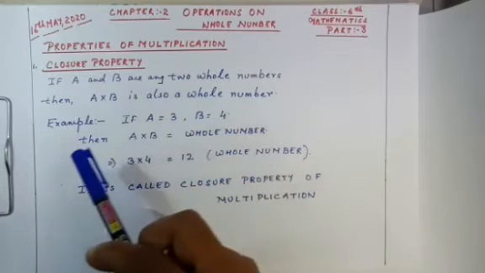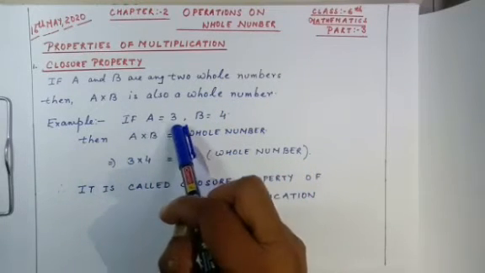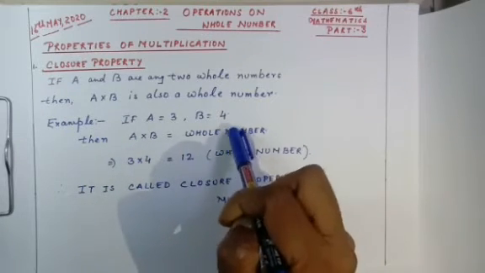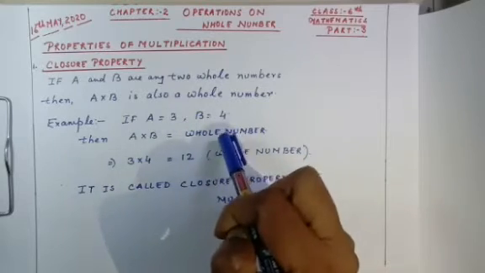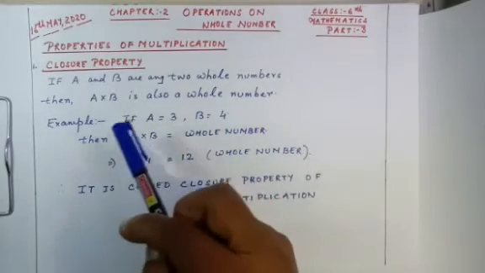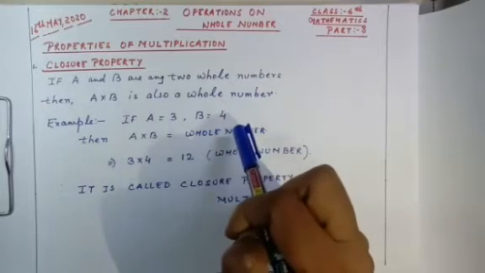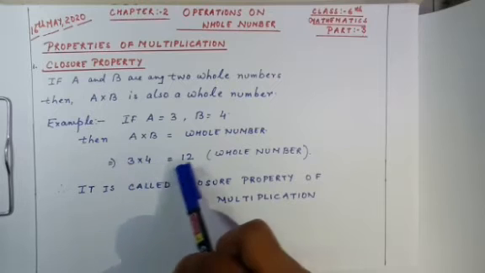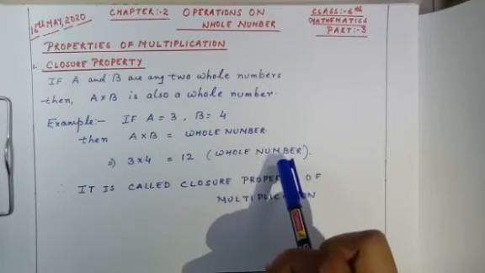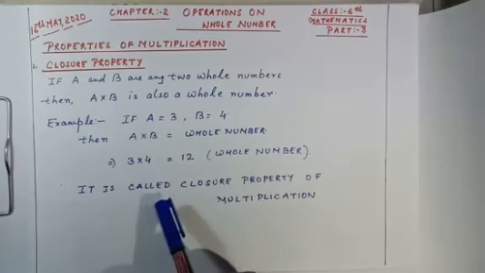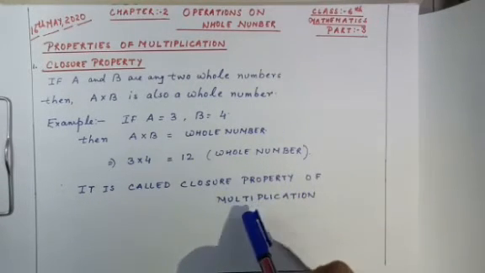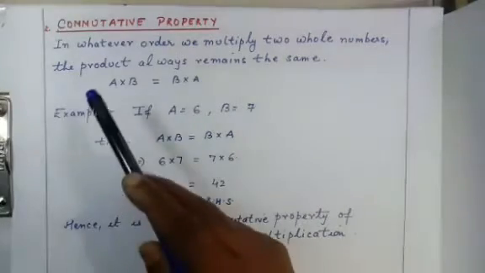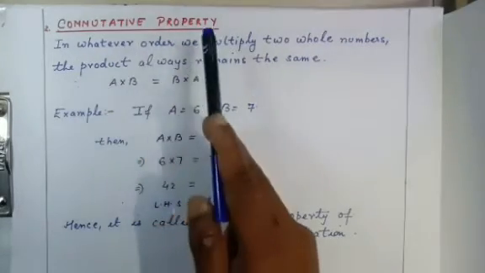Let us see with the help of an example. If a is equal to 3 and b is equal to 4, then a into b is a whole number. As I have already told you, if we multiply two whole numbers, the product will be a whole number. So when we put the values of a and b, 3 into 4 is equal to 12. That is a whole number. It is also called closure property of multiplication.